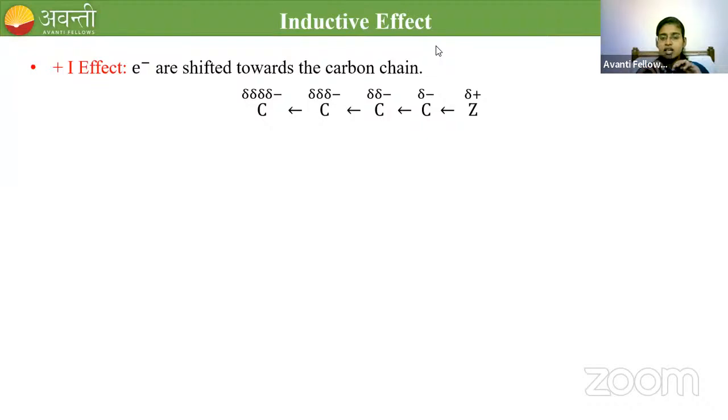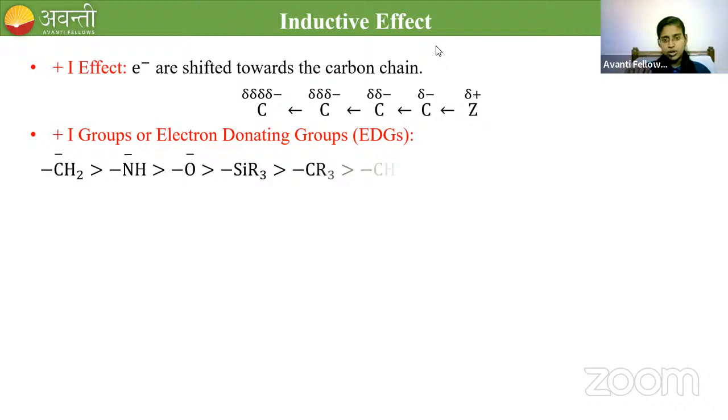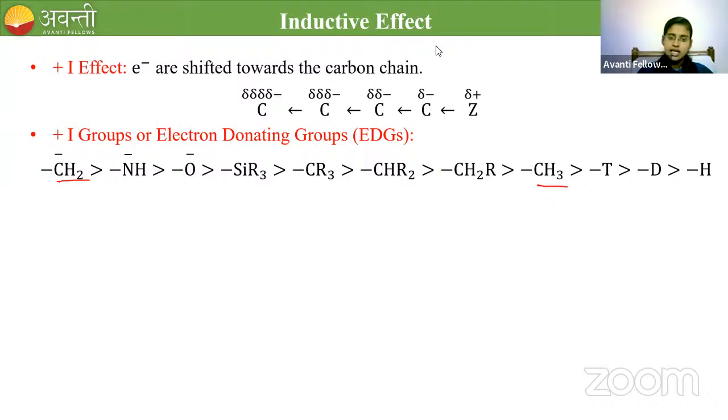Which group can cause this plus I effect? Electron donating groups lead to the plus I effect. Now, who are those electron donating groups? These are the electron donating groups: CH2 minus, carbanion, NH minus, O minus, SiR3. So all these are electron donating groups. The very important electron donating group is the alkyl group. Alkyl groups, clear? Methyl, ethyl, propyl, and this one is an amine and oxygen containing group. All these are electron donating.